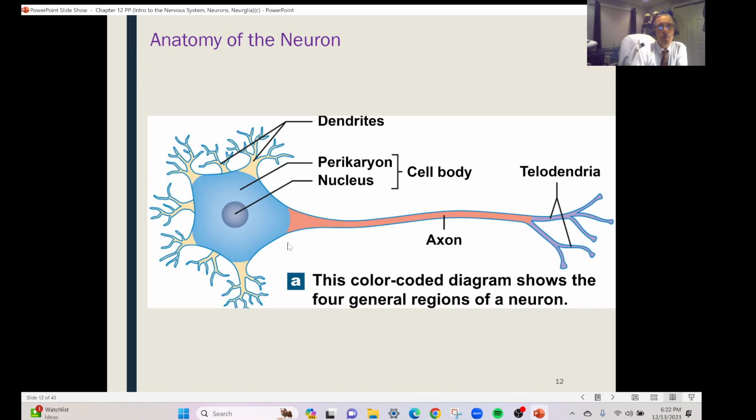So here's a good color-guided diagram of the neuron. In blue, this is going to be the cell body or the soma. The yellow branching here are the dendrites. The reddish part right here, this is the axon. And the very end of the axon, right, if you notice, it doesn't end as a blunt end. It branches out. These are the telodendria.